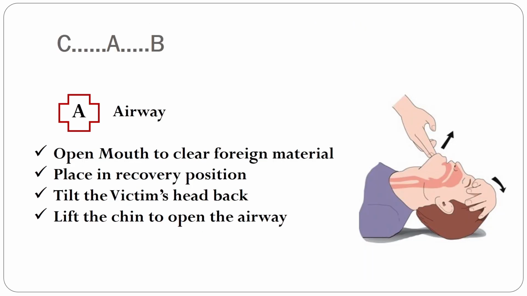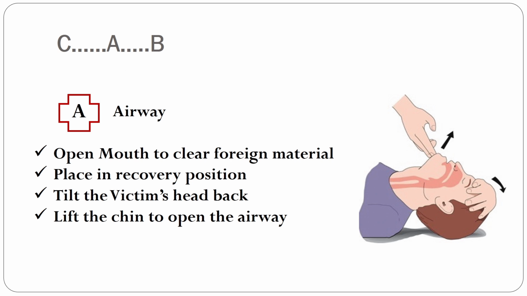Second, in CAB, is A, that is airway. How to maintain the airway? First of all, open the mouth to clear foreign material. If the patient is unconscious, place them in the recovery position. Tilt the victim's head back like this. You have to push the head back.